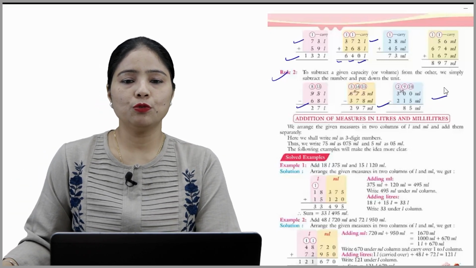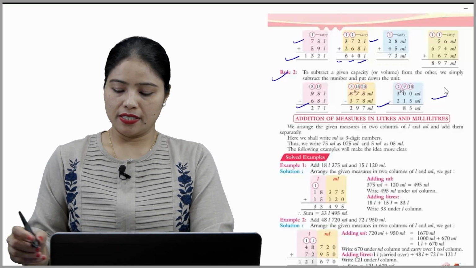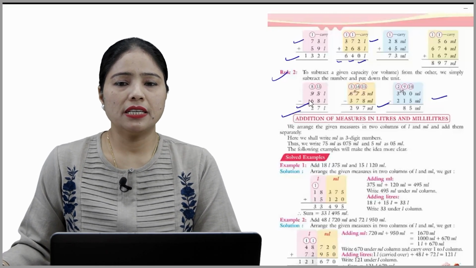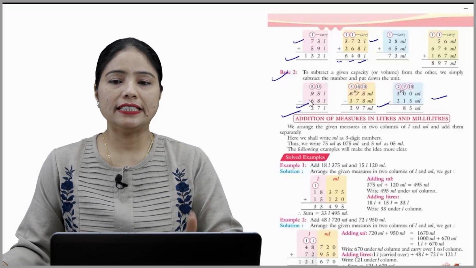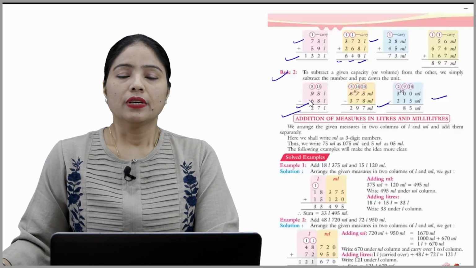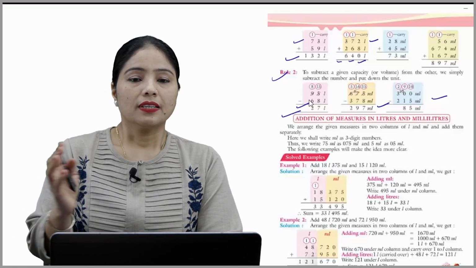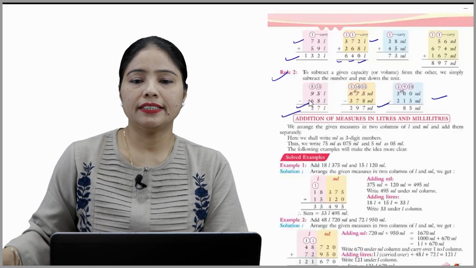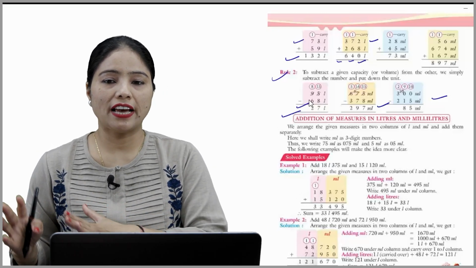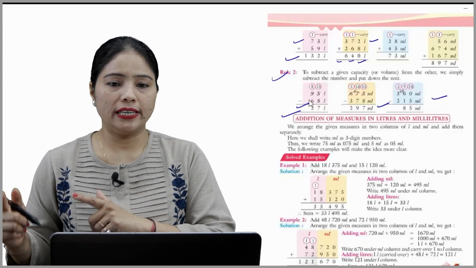So now move on to additions of measures in liters and milliliters. We arrange the given measures in two columns of liter and milliliter and add them separately. Here we shall write milliliter as 3 digit numbers. Thus we write 75 milliliter as 075 milliliter and 5 milliliter as 005 milliliter. The following examples will make the idea more clear.